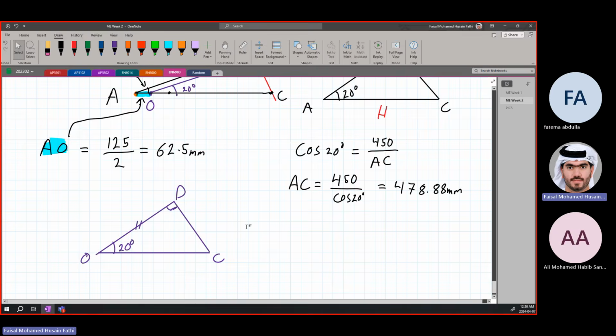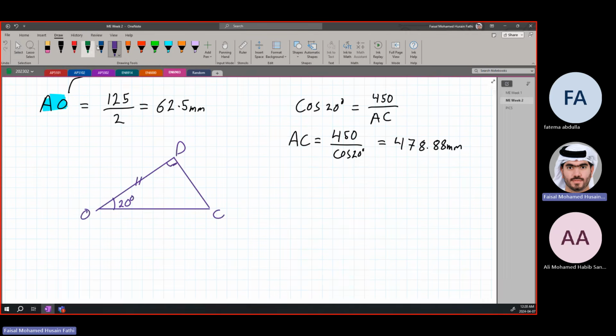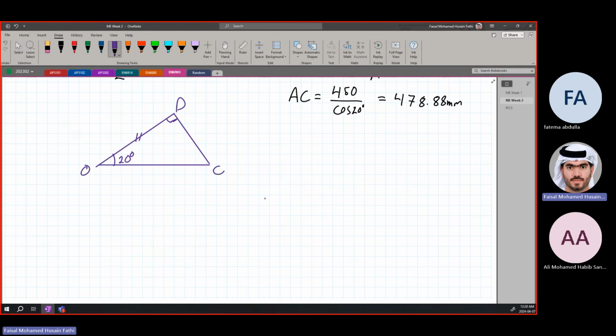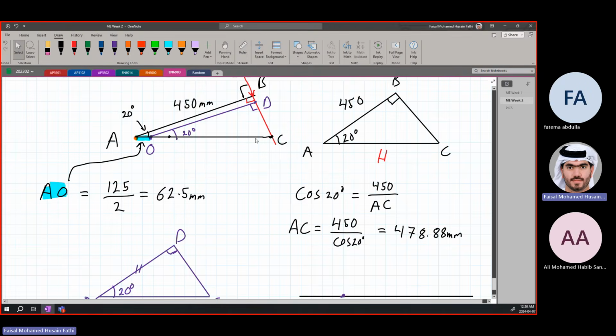Which side can we find? We can find the OC part, because we have AC and we have AO. If you remember, in lines, if I just draw the bottom line now, this is the line AC. And this is point O over here. Don't get confused. This is just the bottom line, which is AC.